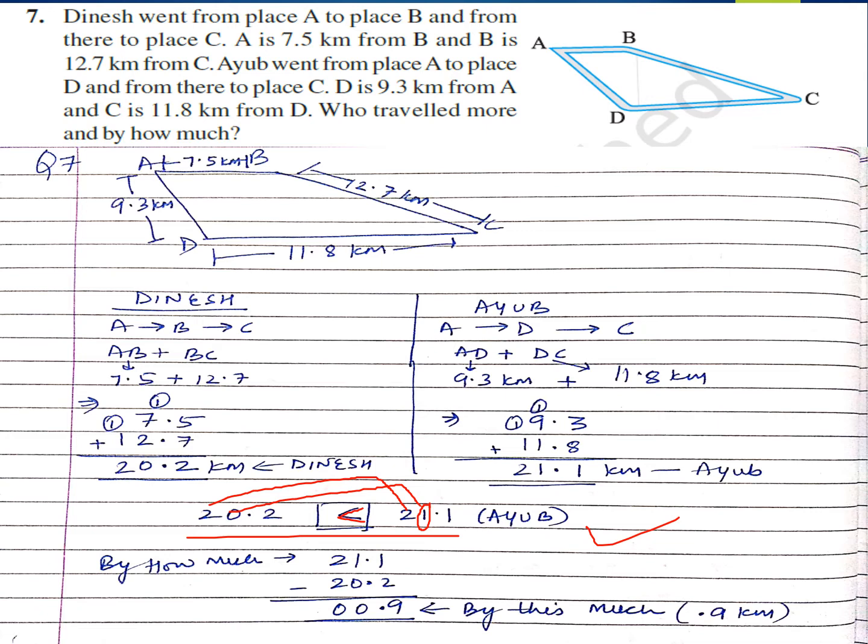Now the question is saying by how much? For that, what do we have to do? Just subtract: 21.1 minus 20.2. Again follow the same rule. All the place values should be one above the other. So tenths, decimal, ones, tens. Done. 11 minus 2 is 9. 0 minus 0 is 0. 2 minus 2 is 0. So 0.9 kilometers is the answer.